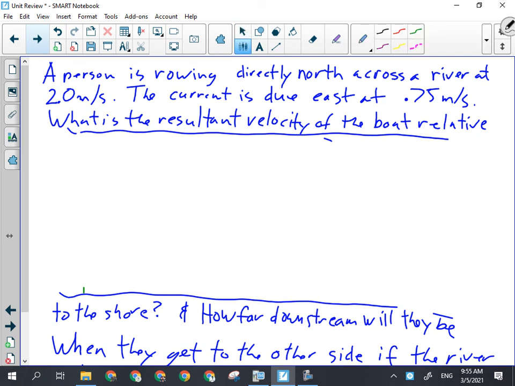Okay, so here's what I've got. I've got 2.0 meters per second, and I've got 0.75 meters per second. This would be my resultant velocity there. Now they don't want this angle, they want this one. So that's fine, I'll just go 90 minus whatever that comes out to. So I just have to calculate the hypotenuse.